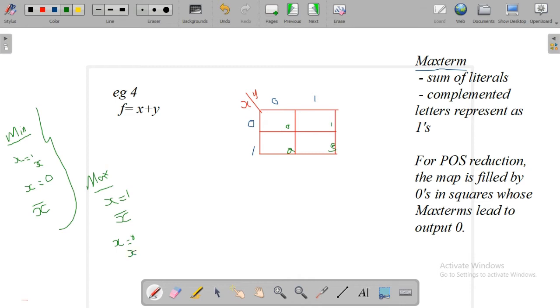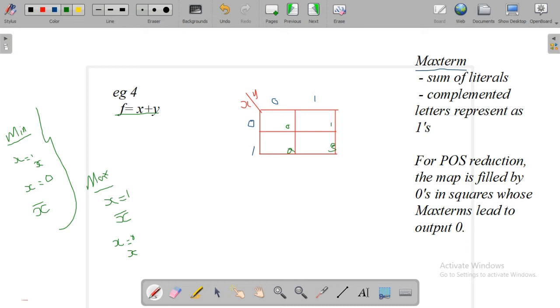So max term means 1 should be negated, or if it is any complement value means we have to consider 1. Max term means 1 should be negated, min terms means 0 should be negated. So in this example, f equal to x plus y, this is the max term. So here we have to be careful on the value of 1. If it is 1, we need to write the complement.